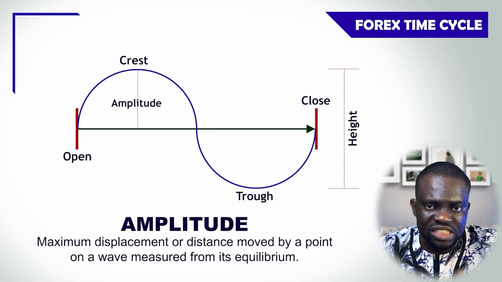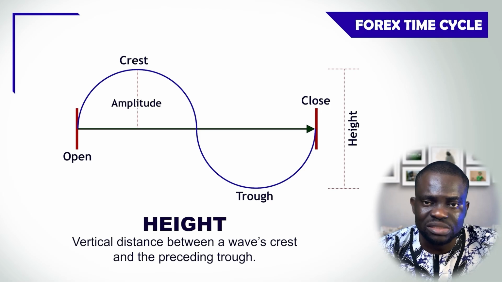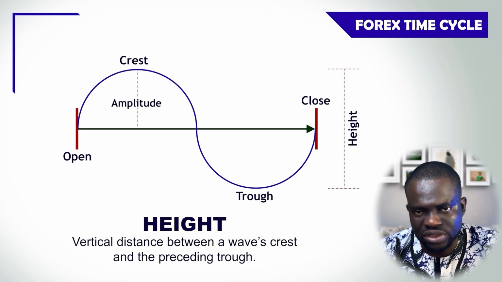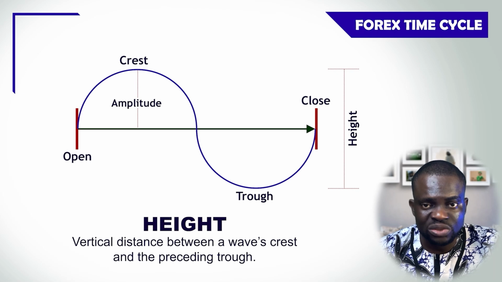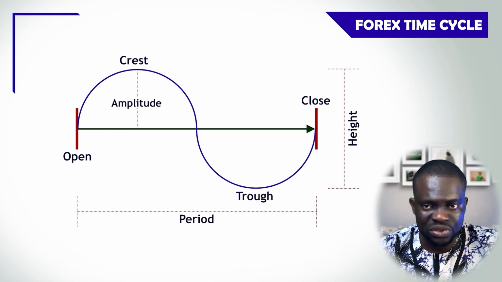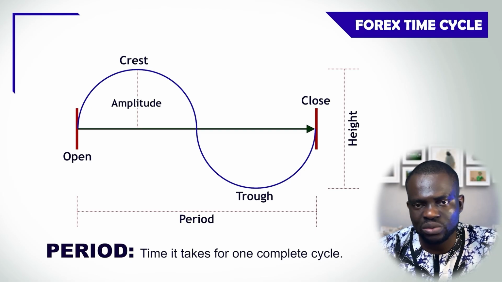The height is the fourth part that is important. It is the vertical distance between a wave's crest, which is the highest point, and the preceding trough, which is the lowest point. And finally, the last part of a wave that is important to us is the period, which is the time it takes for one complete cycle.